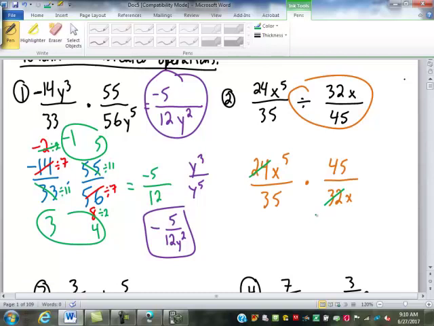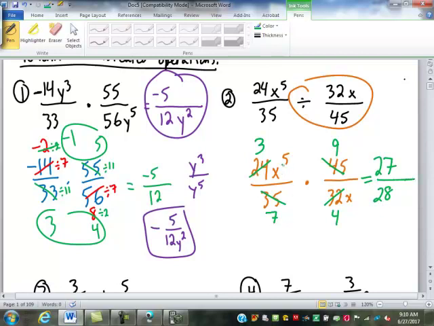24 and 32 can both be divided by... 6 won't go into 32. 8, there we go. 24 divided by 8 is 3. 32 divided by 8 is 4. 35 and 45 both divide by 5. 35 divided by 5? 7. 45 divided by 5? 9. So now for the numbers, we got 3 times 9 is 27. 7 times 4 is 28.